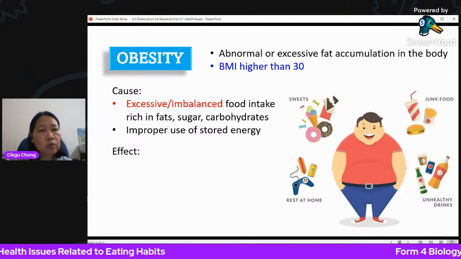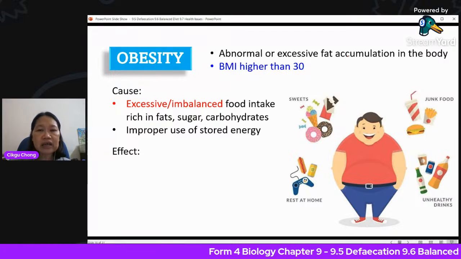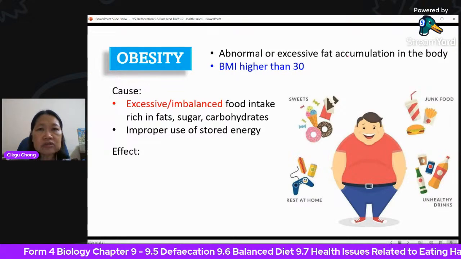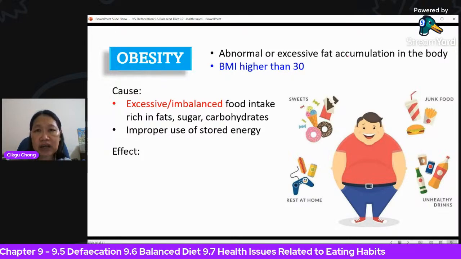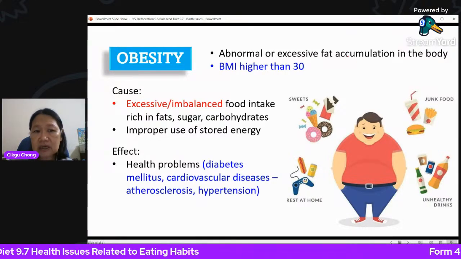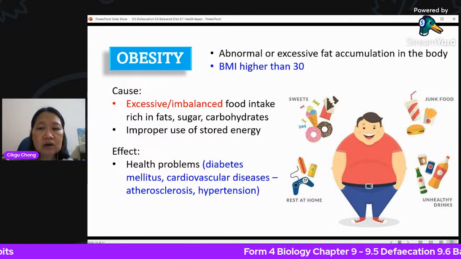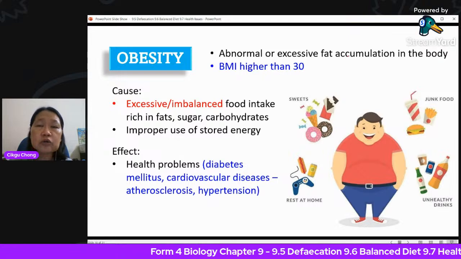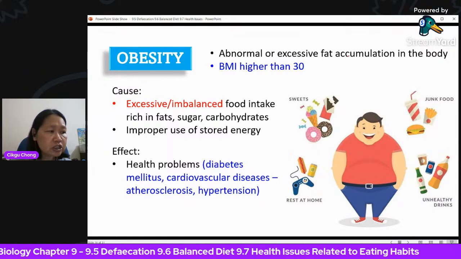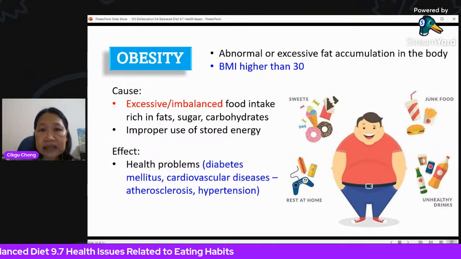Okay, effect. Why is obesity not good? It's not only because it doesn't look so nice. It is actually life-threatening. It can cause you to have multiple other conditions where it can threaten your life because other diseases will come. Example, you have health problems like diabetes mellitus, which is penyakit kencing manis, high glucose level. Cardiovascular diseases, atherosclerosis, accumulation of plaque in your arteries, where you have a lot of cholesterol all stuck inside there, the lumen.